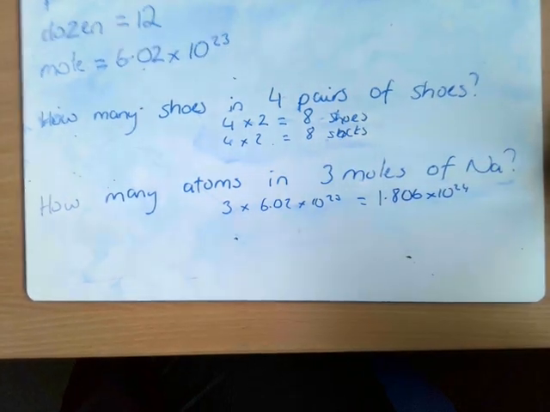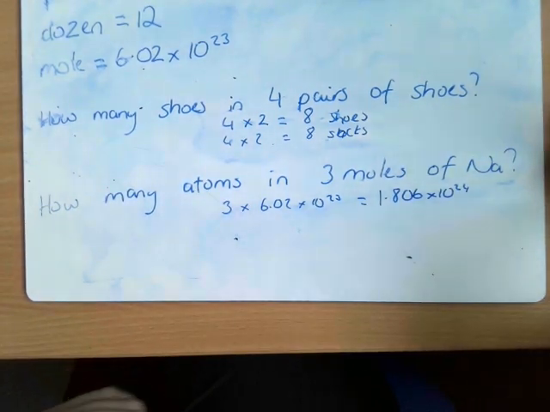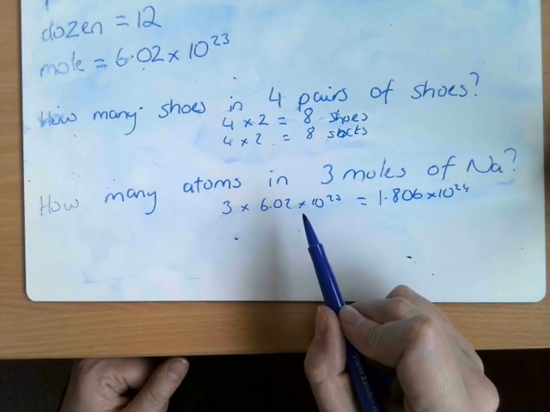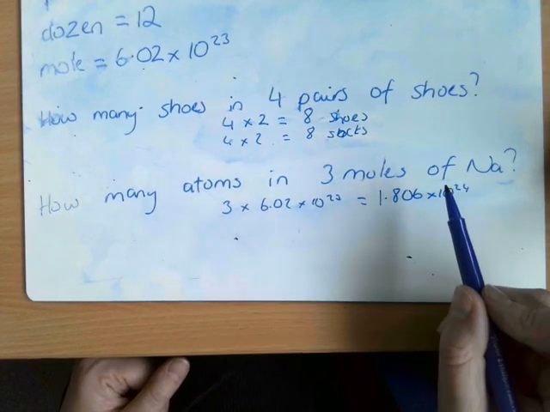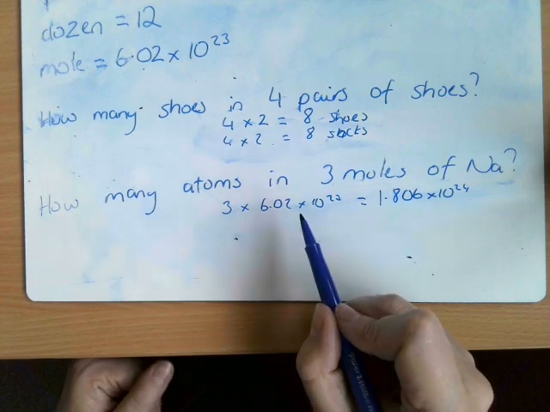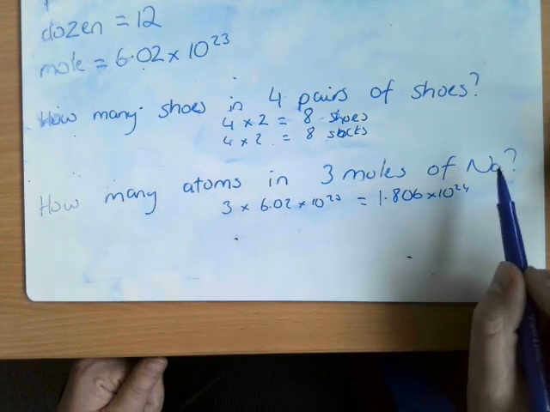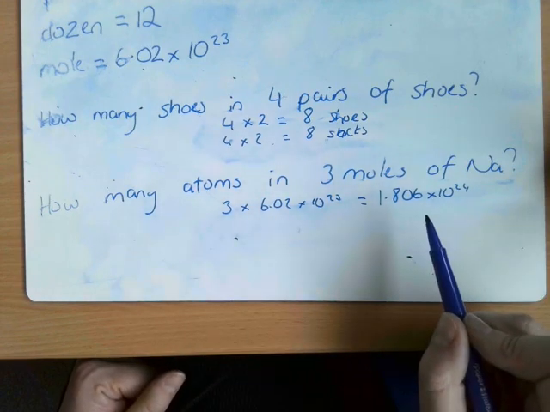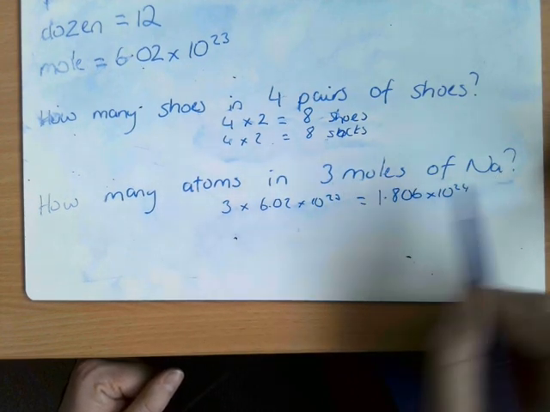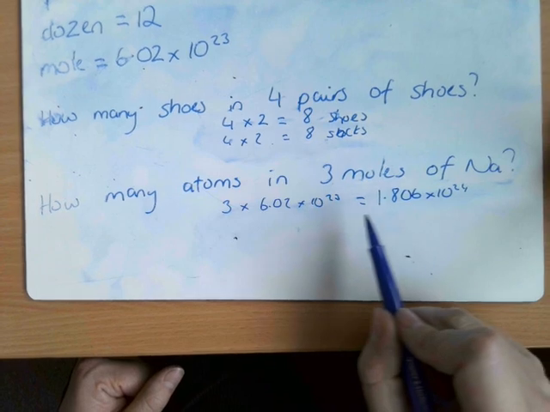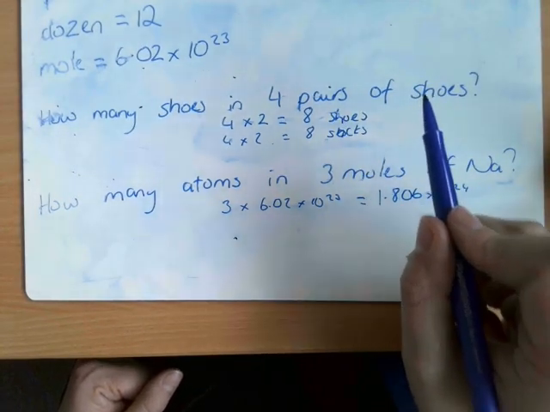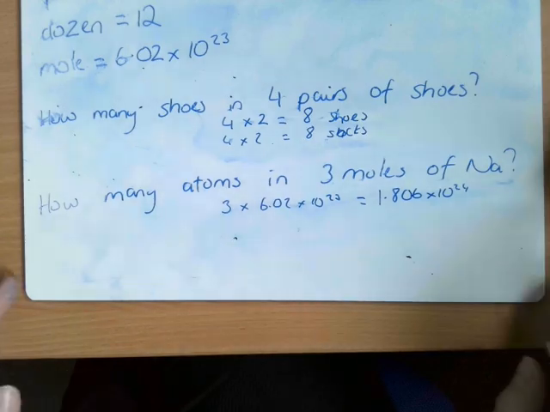If I change this and said how many atoms in 4 moles of sodium, it would be 4 multiplied by that number. How many atoms in 0.5 moles? It's 0.5 times that number. If I change it from sodium to iron or from sodium to carbon, it doesn't affect the calculation. 3 moles of iron is going to be 3 times that number. The answer will be exactly the same, just as it was when I went from shoes to socks.